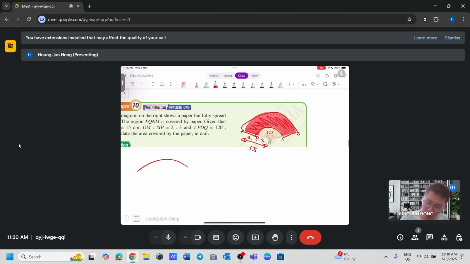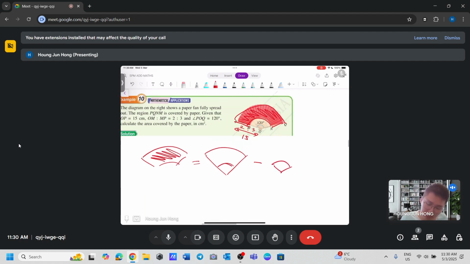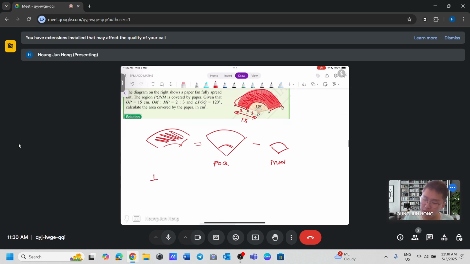So essentially, you want to find this region. Very simple. It's basically the whole thing minus the smaller one, right? You minus the smaller one, then you get the big one. So basically it's sector POQ minus sector MON. And again, of course, we have to make sure we know the formula, half r squared theta, the radius, and the theta.